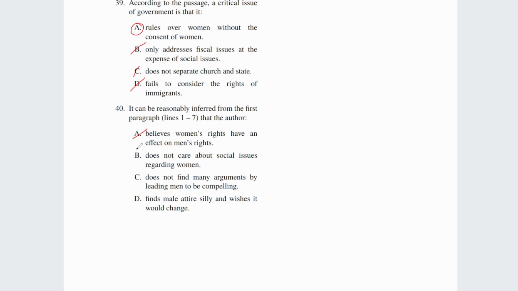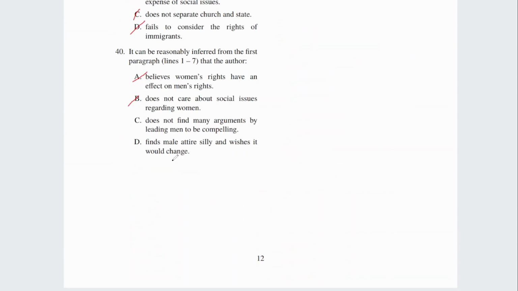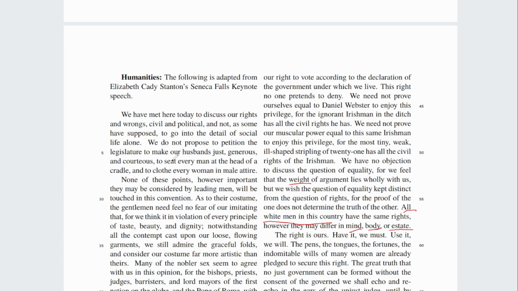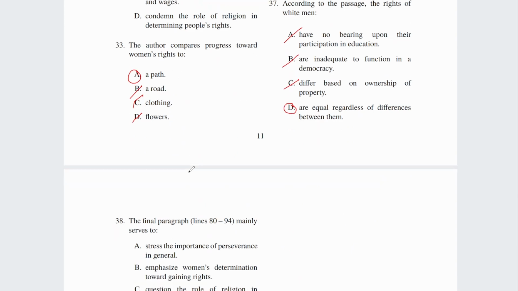The author does not care about social issues regarding women. Well, that's not reasonably inferred from any part of this passage. We can remember there's no way to infer that. C, does not find many arguments by leading men to be compelling. This seems totally right, actually. Because she's saying, some have supposed to go into the detail of social life. We do not propose to petition the legislature to make our husbands just, generous, and courteous, to seat every man in the head of the cradle, or to clothe every. So, this seems right. We're not trying to change the minds or discuss rights and wrongs of the whole political system, or to make men change, right?